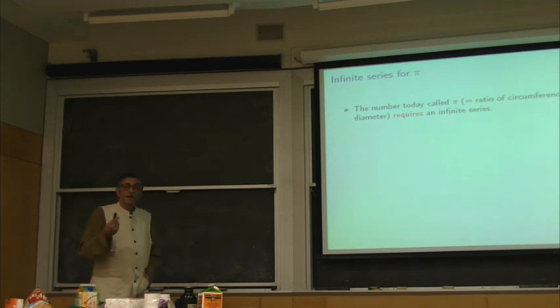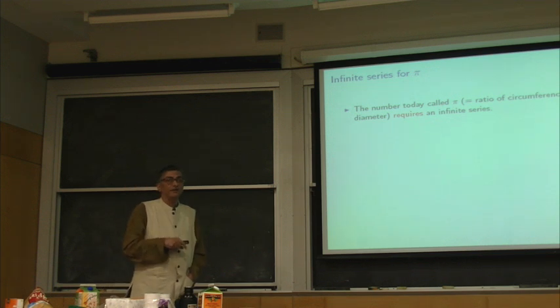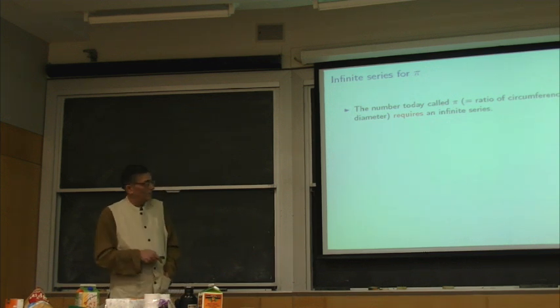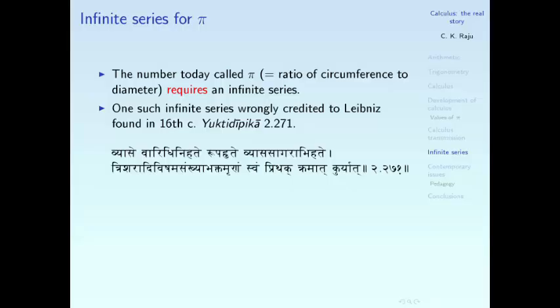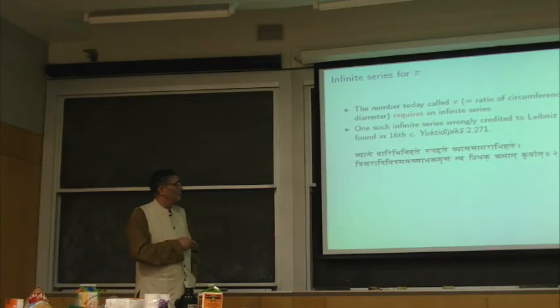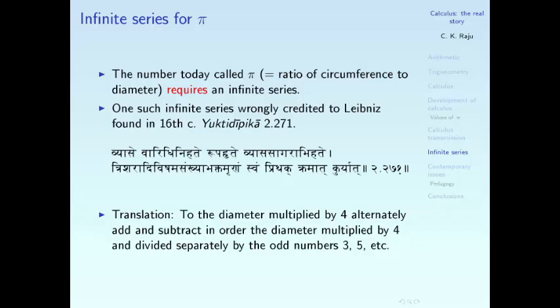And this number pi, like the number square root of 2, requires an infinite series. You cannot represent it in any other way. So one such series, which was credited wrongly to Leibniz, is found in the 16th century Yukti Deepika. This is it. And again, it's about the circumference of the circle.